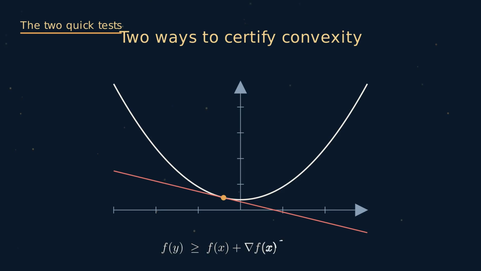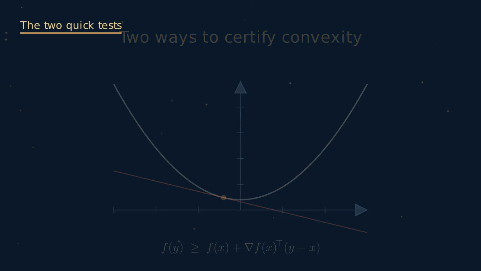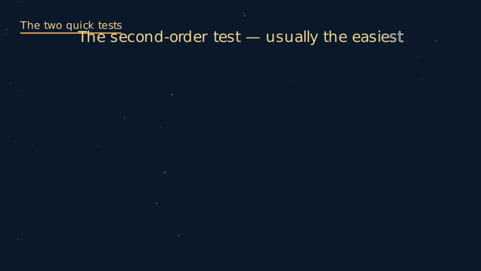In symbols, the value at any y is at least the tangent's prediction from x, true for all x and y exactly when the function is convex. The second test is the one you'll actually use.